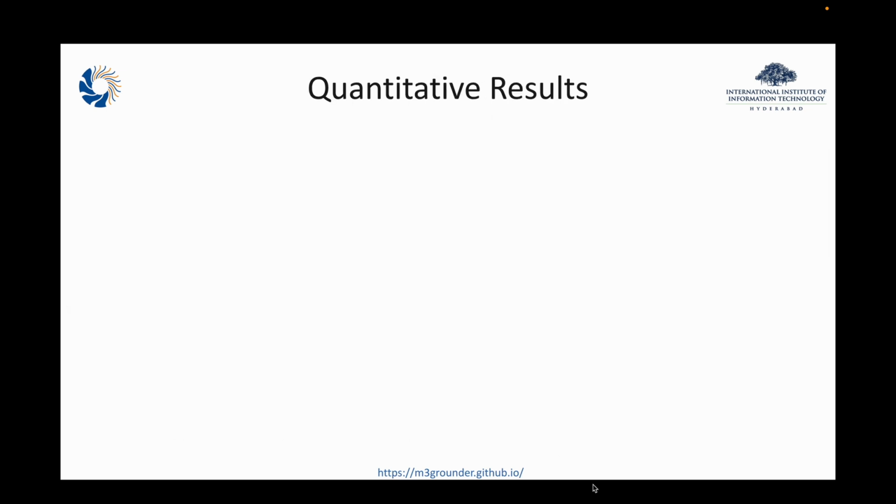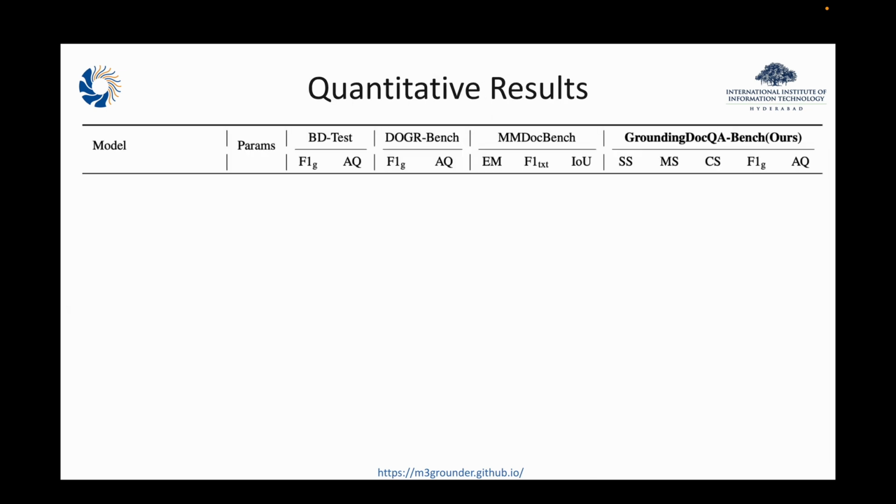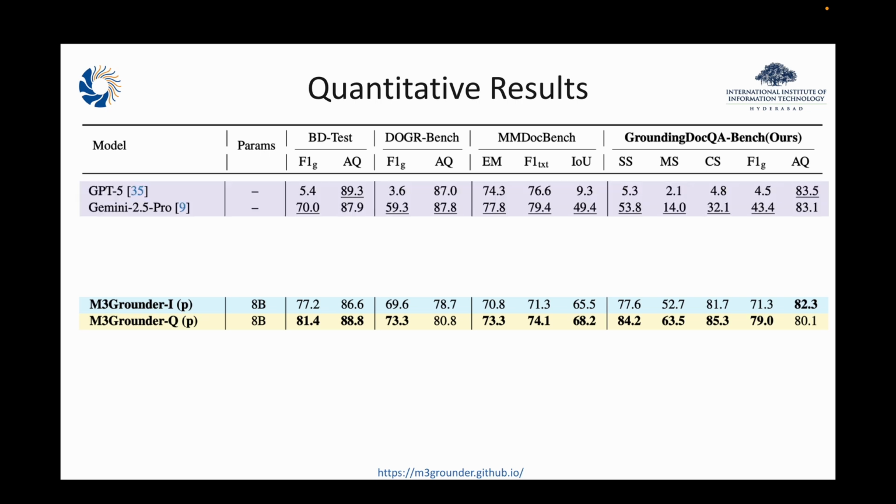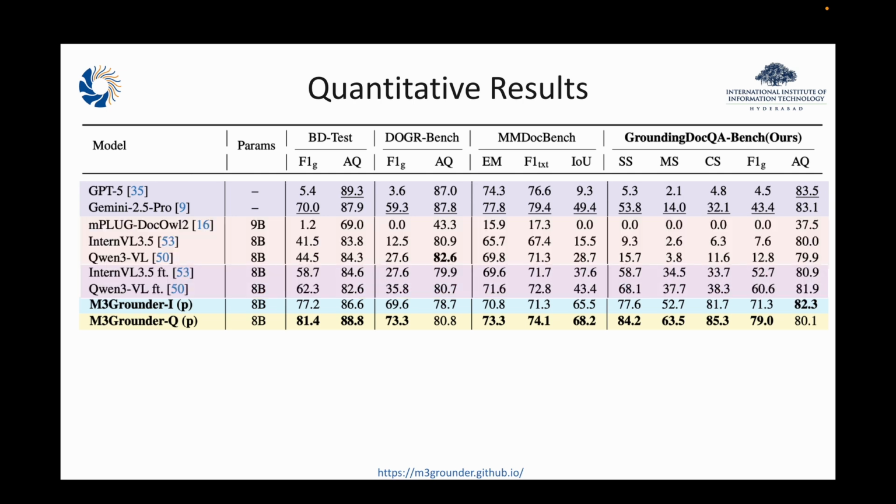Results for M3Grounder are as follows. We tested on 3 different other benchmarks and one of our benchmark. M3Grounder performs very well on all of them, outperforming commercial models such as GPT-5 and Gemini 2.5 Pro on the grounding set, and beating all other models in their weight class. The difference between InternVL 3.5 and M3Grounder's version, as well as M3VL and M3Grounder's Q version, are both sizable, which show that our architecture yields a lot of improvements, which otherwise would not have been possible with a direct fine-tune.